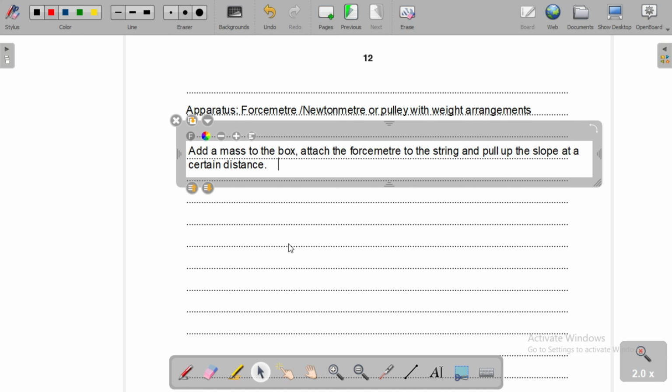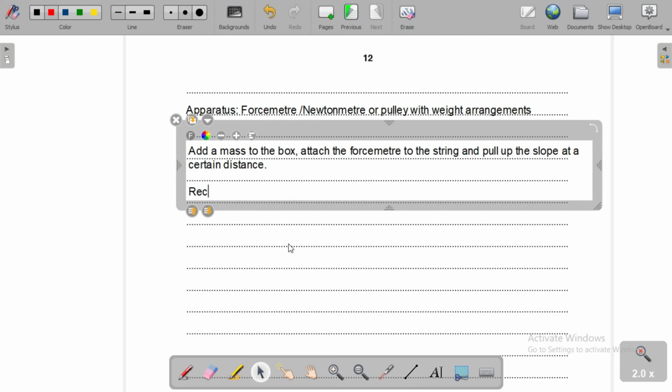After doing that, you now measure and record the distance moved and the force, because that's what you need to calculate your work. Measure and record the distance moved and the force.